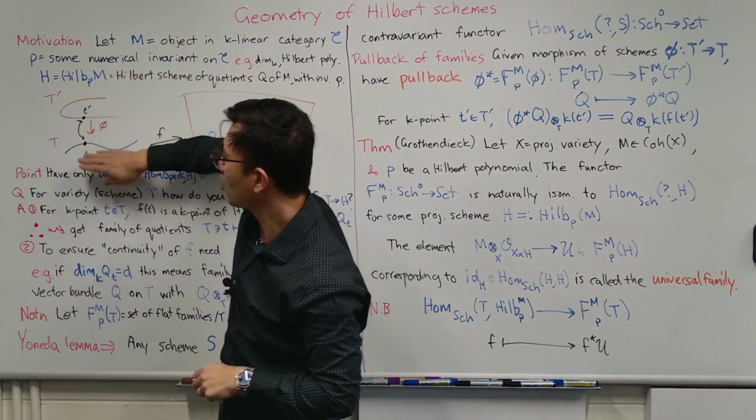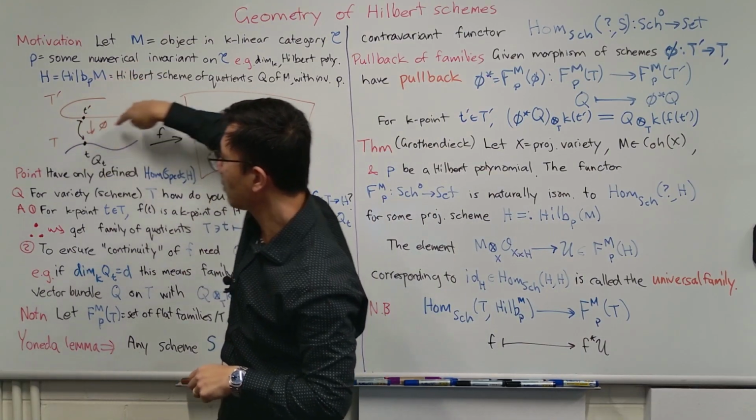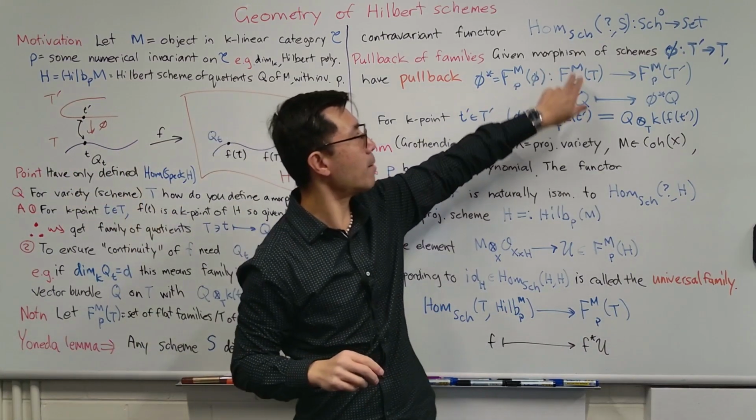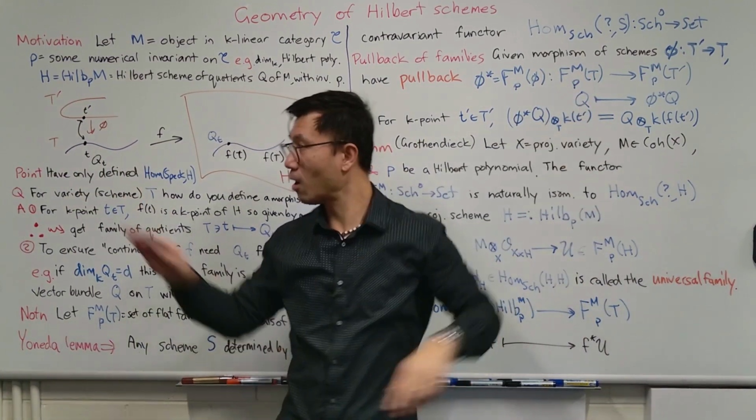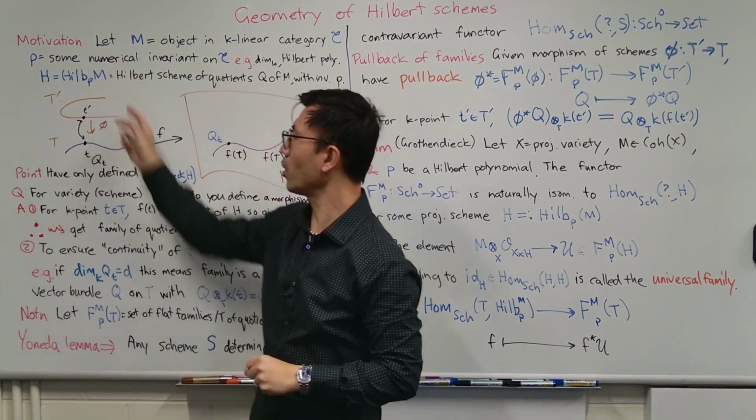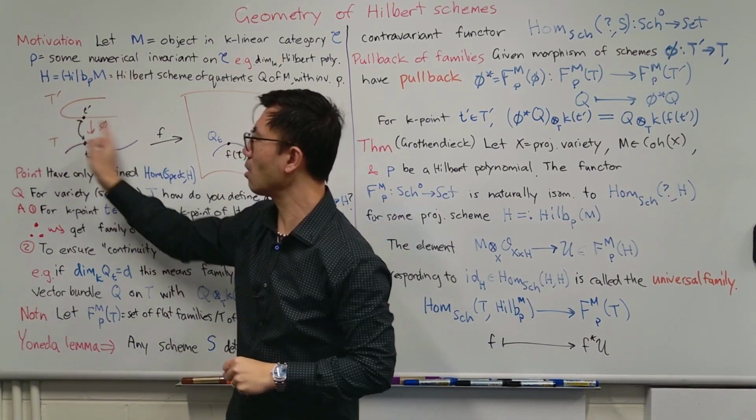Remember, what you want now is a family on here. You've got some family down here, so you've got an element of FMPT, a family Q over this T. And you want a family over here. So what is it above every single point? That's what we want to say.